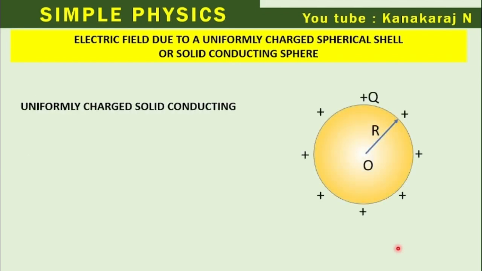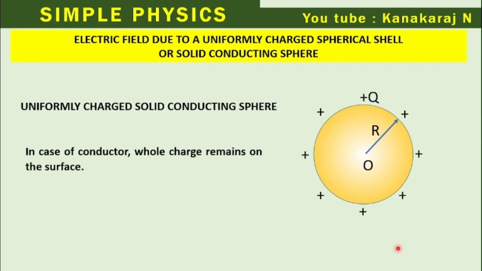This is a uniformly charged solid conducting sphere. In this case, the whole charge remains on the surface because it is a conductor. The charges repel each other, they move away from each other, then they reside only on the surface.